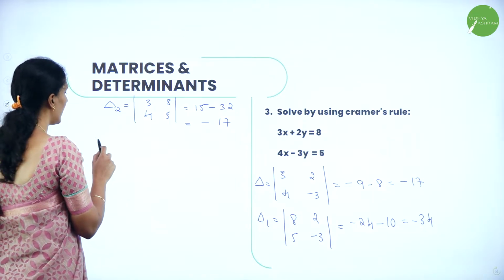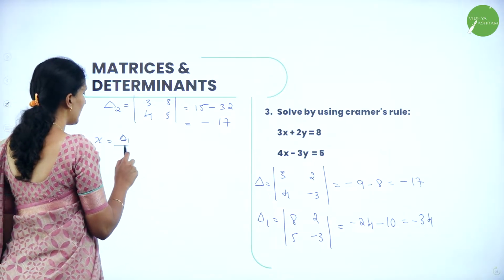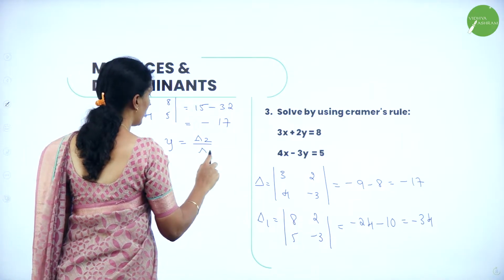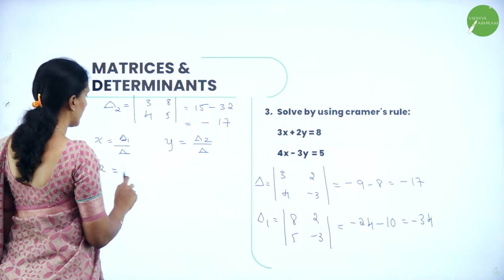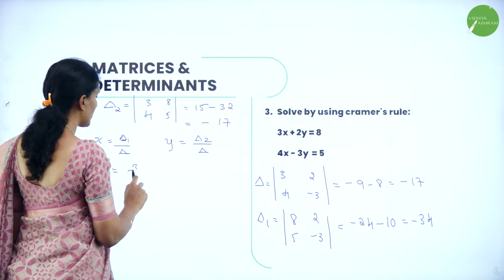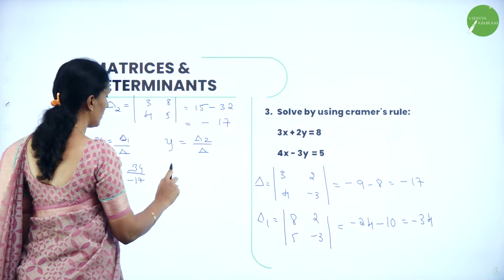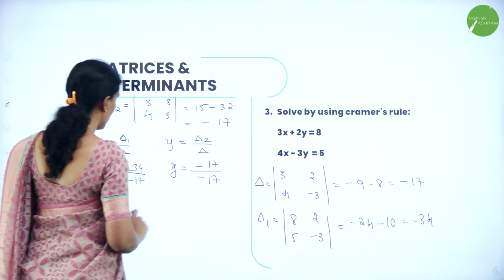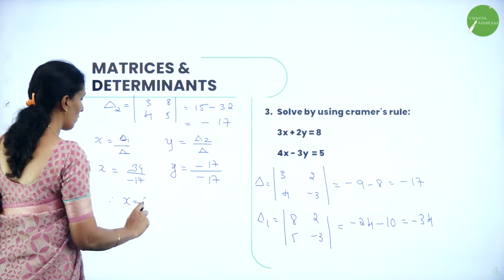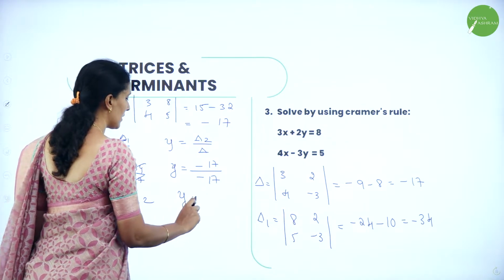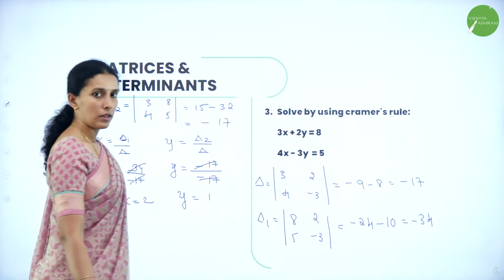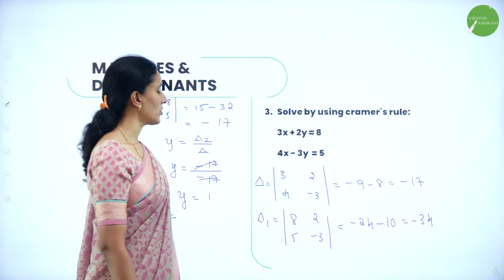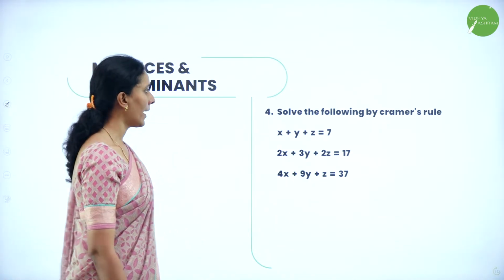So now we take x is equal to delta 1 by delta, y is equal to delta 2 by delta. x is delta 1, minus 34 by minus 17, y is minus 17 by minus 17. So therefore we get x is equal to 2 and y is equal to 1. So this is the value of x and y. Next question. Solve the following by Cramer's rule.